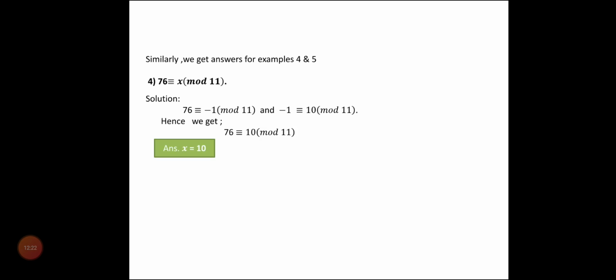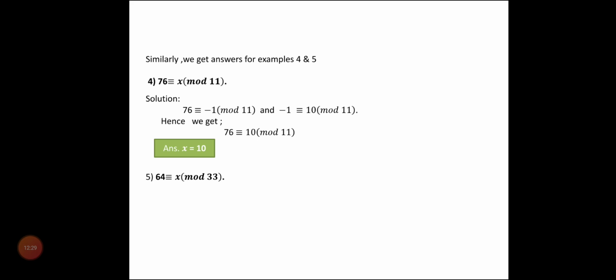Similarly we will get the answer for the next two problems, problem number 4 and 5. Now for 76 is congruent to x modulo 11. Obviously we can see that 76 is congruent to minus 1 modulo 11, and minus 1 is congruent to 10 modulo 11, because we want the positive value for x, which lies between 1 and 11. Therefore the answer is equal to 10, because 76 is congruent to 10 modulo 11.